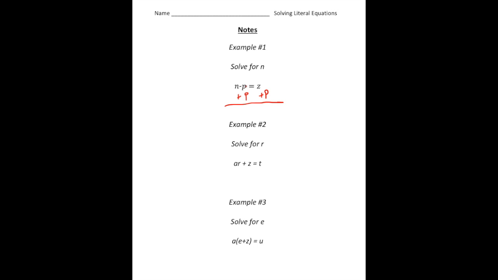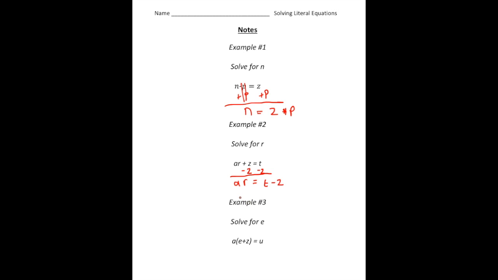And when I do that, these p's cancel out. So n is going to equal z plus p. There it is. That's a plus sign. All right. Example number 2, solve for r. Well, here we have a times r plus z equals t. So I'm going to first subtract z from both sides. So now we have a times r equals t minus z.